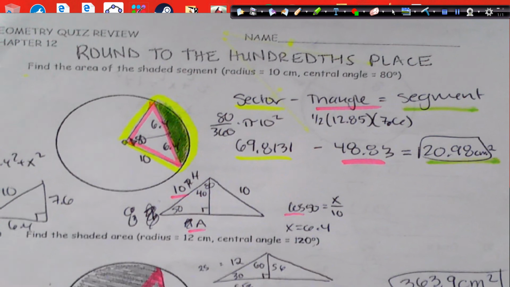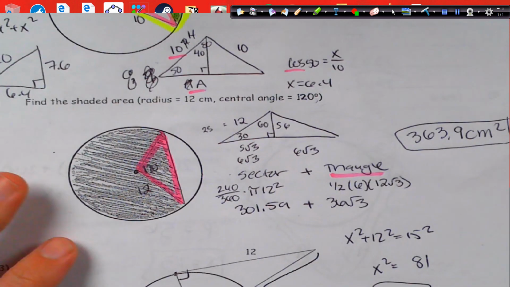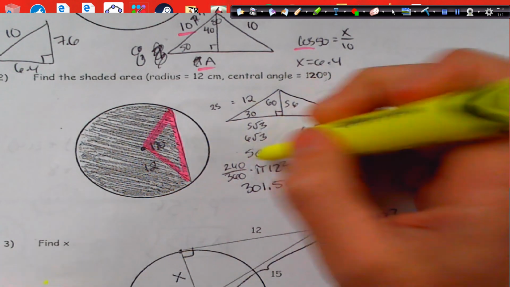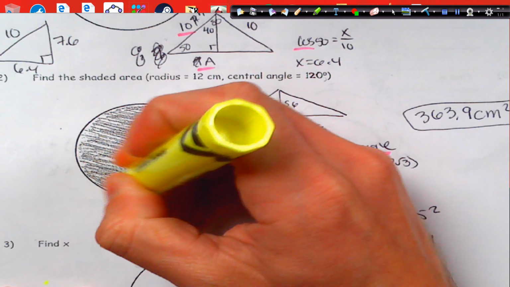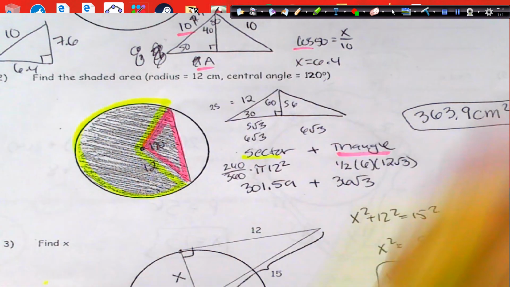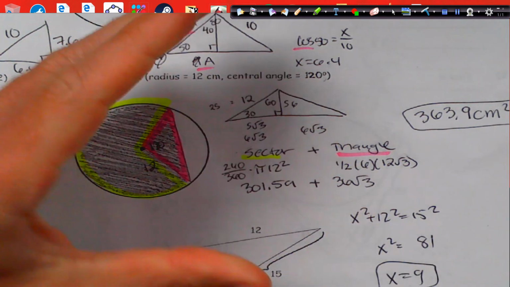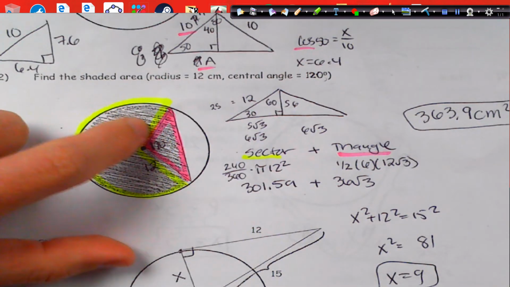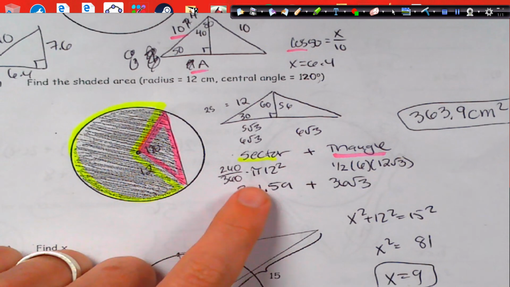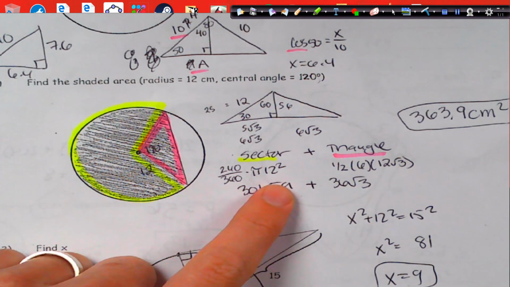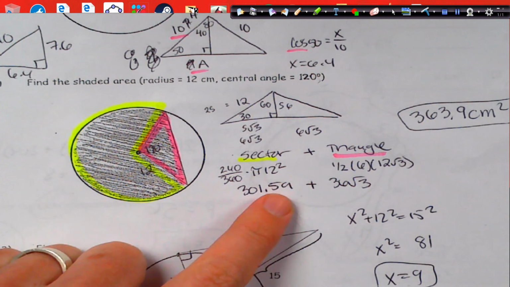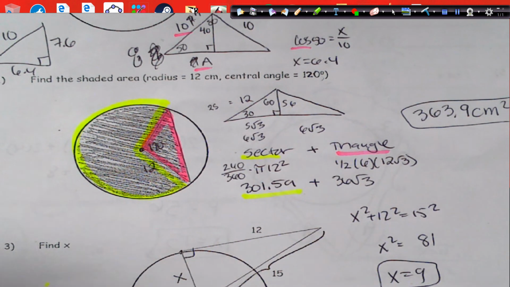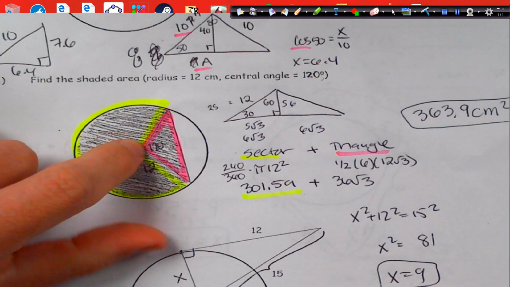Okay. Next one was also quite difficult. I actually found the area of the sector, but the sector I found was actually all of this. Okay, and so kind of looks like a Pac-Man. And what I did was I said, all right, if this is 120, the rest of this is 360 minus 120, so I got 240 times pi, 12 squared is my radius. So I got 301.59 as my sector.